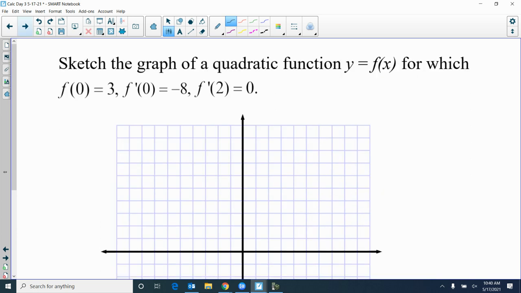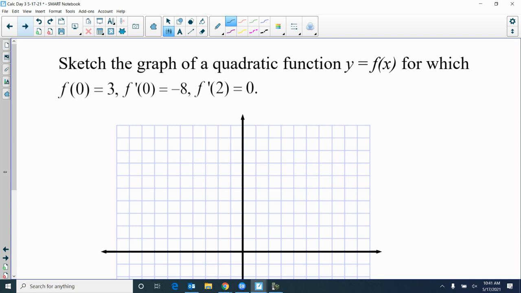All right, similar idea here. Sketch the graph of a quadratic function, y equals f of x, for which f of 0 equals 3, f prime of 0 equals -8, and f prime of 2 equals 0. All right, what's that going to look like? Now, like I said, some of this can be approximate, but there's a couple of conditions that have to be met.